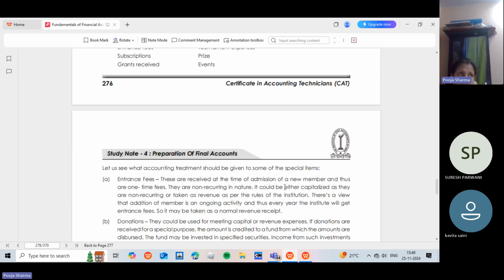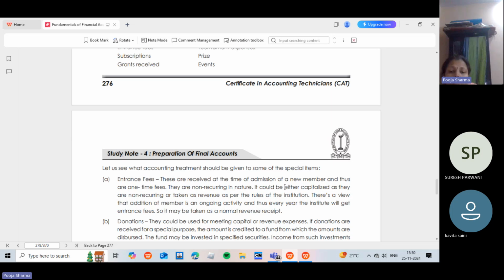If it is of revenue nature, it means it is received monthly or quarterly. So we will show it in the receipt account as income. But if it is of capital nature, we have received it once from the member only. It is a one-time payment. That means it is of capital nature, so it will be shown in the balance sheet under the head capital.